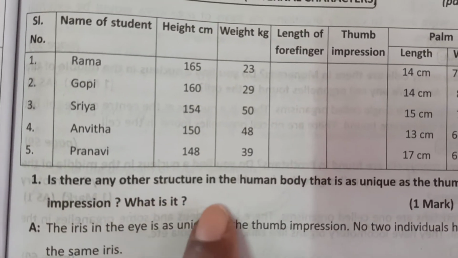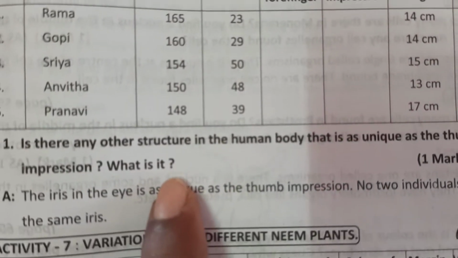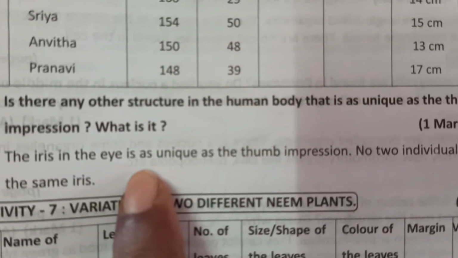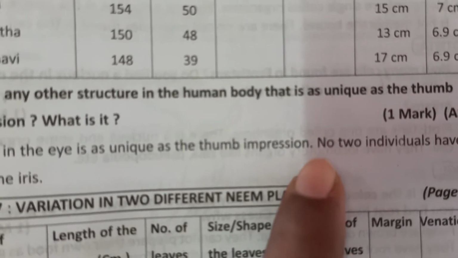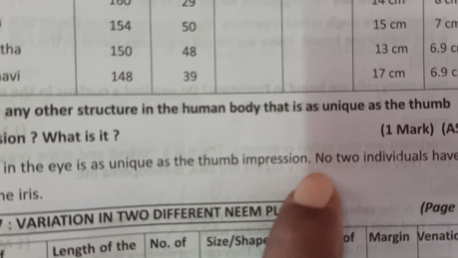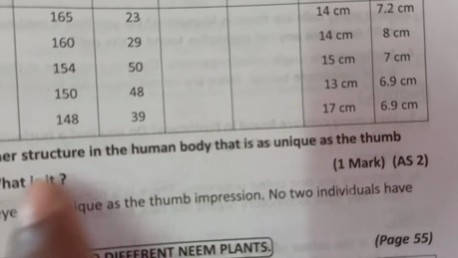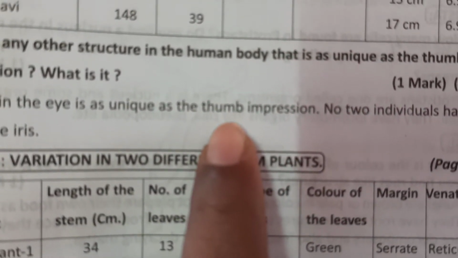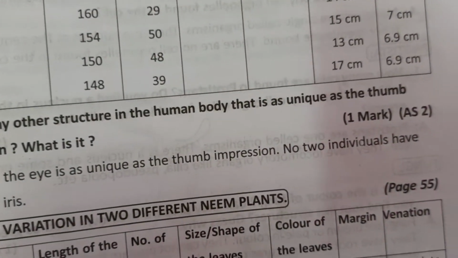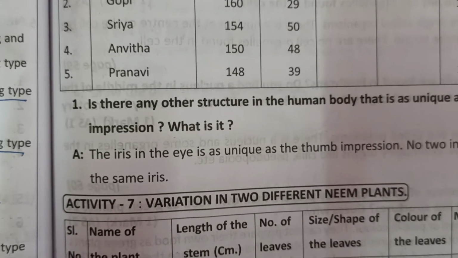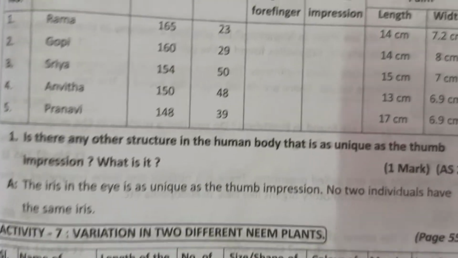Is there any other structure in the human body that is as unique as the thumb impression? What is it? Yes, we know that the iris in the eye is as unique as the thumb impression. So for identification in Aadhaar we are taking the iris patterns. For personal identification, parallel to the thumb impression, we have the iris pattern, and like the thumb impression we have differentiation. So no two individuals have the same iris. That is the one and only reason we take the iris eye patterns in the Aadhaar card.